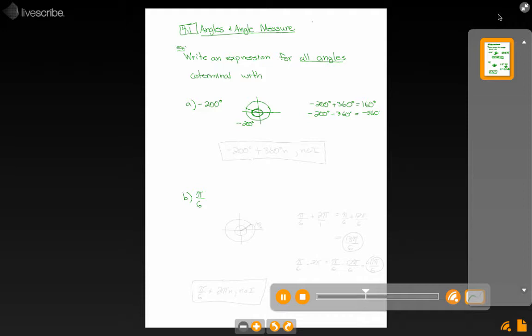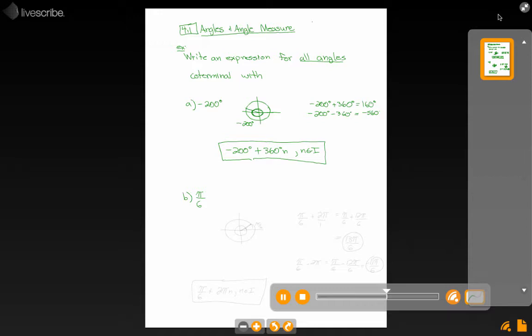So the easiest way to write an expression for all angles coterminal with negative 200 degrees is to say negative 200 degrees plus 360 degrees times n, where n is any integer, reminding you that integers are plus or minus, but they can't be decimals or fractions. So negative 1, negative 2, negative 3, negative 4 are integers, positive 1, 2, 3, 4, 5, 6 are integers. So anytime you have a whole multiple of 360 degrees plus or minus, you'll end up at the same terminal arm.